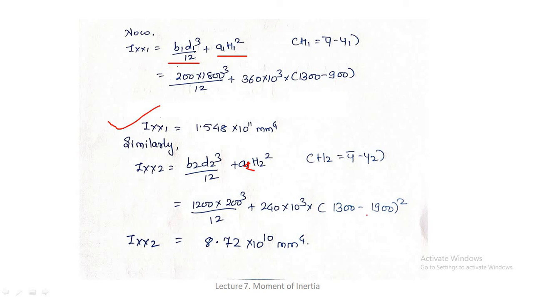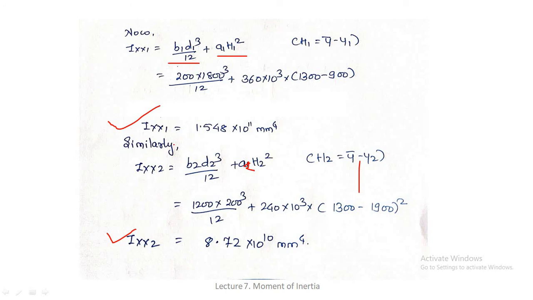Some of you might be wondering that if we subtract 1900 from 1300, it will give a negative quantity. Don't worry about that, because we are taking the square, and the square of a negative will always be positive. Just use this formula directly and you will get the required result. So Ixx2 is equal to 8.72 into 10 raised to 10 mm raised to 4.